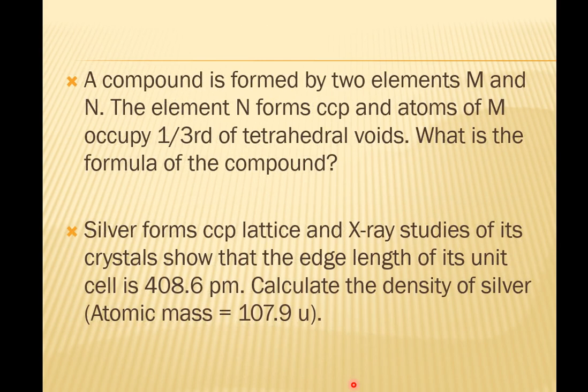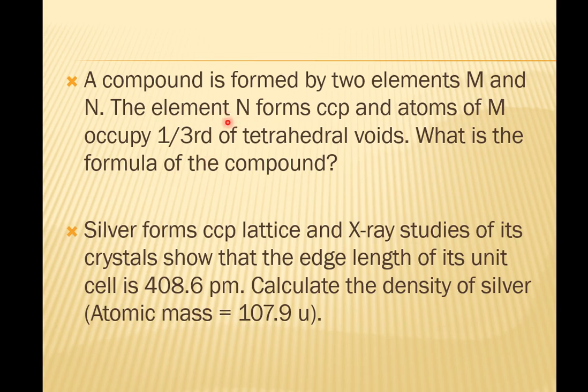Here are two questions for you. First is, a compound is formed by two elements M and N. Element N forms CCP. M occupy 1/3 of tetrahedral voids. What is the formula? Now how will you do it?